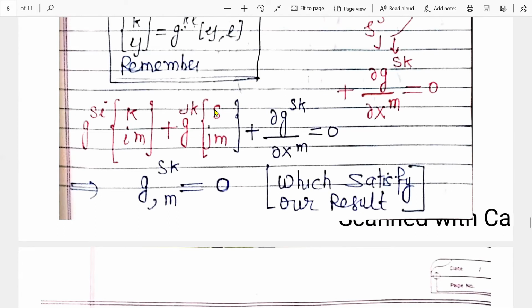It is nothing but the covariant. It is the contravariant derivative of M. It's the definition of the contravariant derivative of M. Now this is GSK comma M equal to 0. So which satisfies our result.